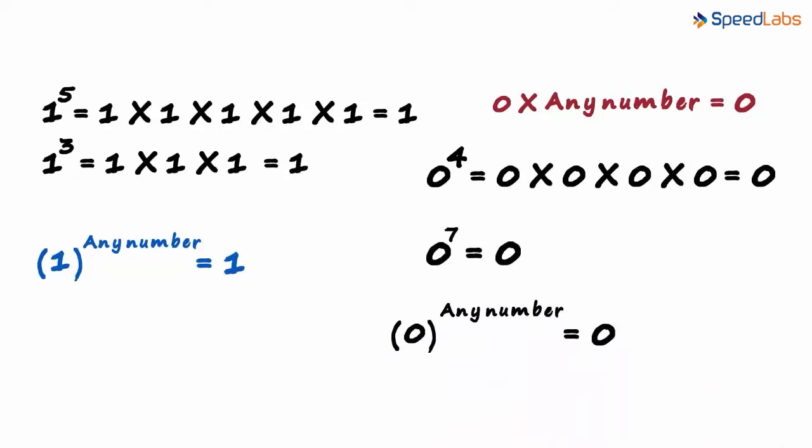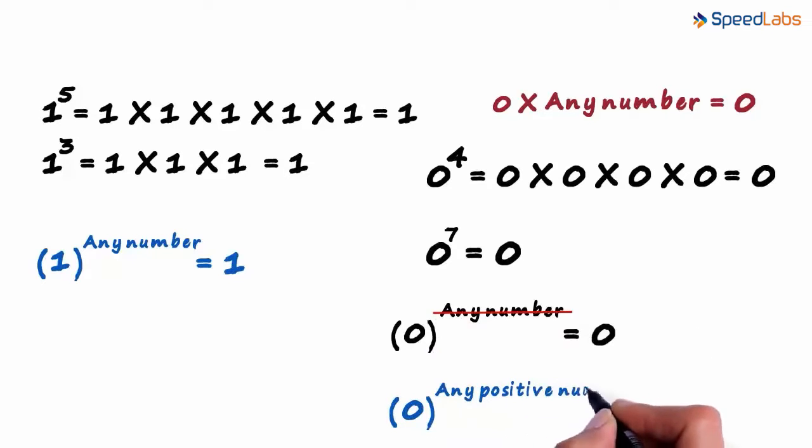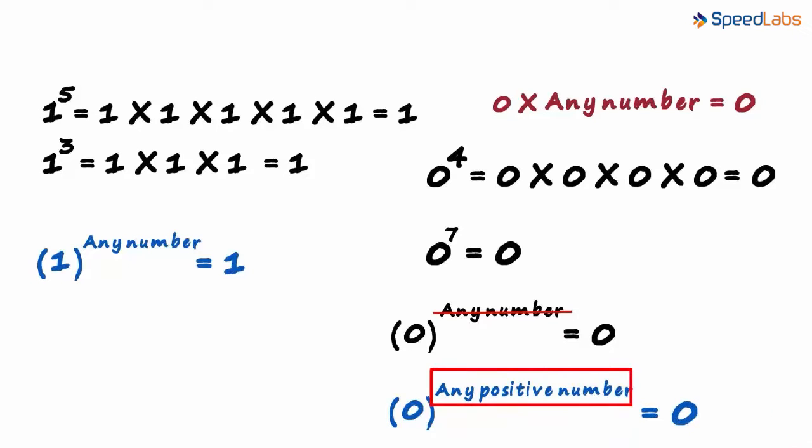Correct? No, that's incorrect. The correct property says that 0 raised to any positive number will always equal 0. Why can't we have negative powers here? We will see that in our video on negative exponents.